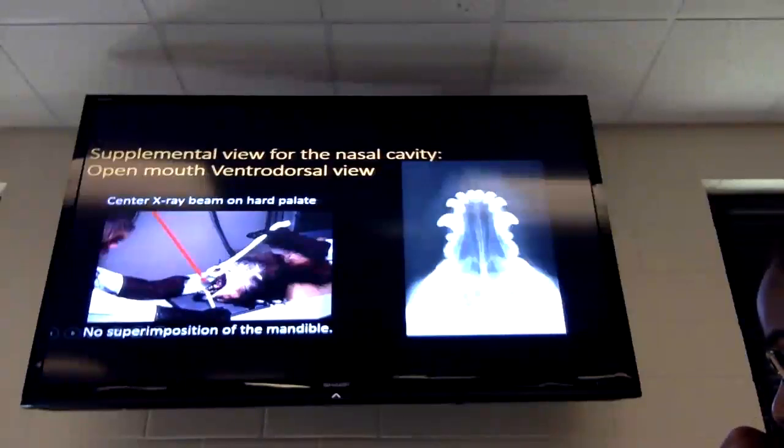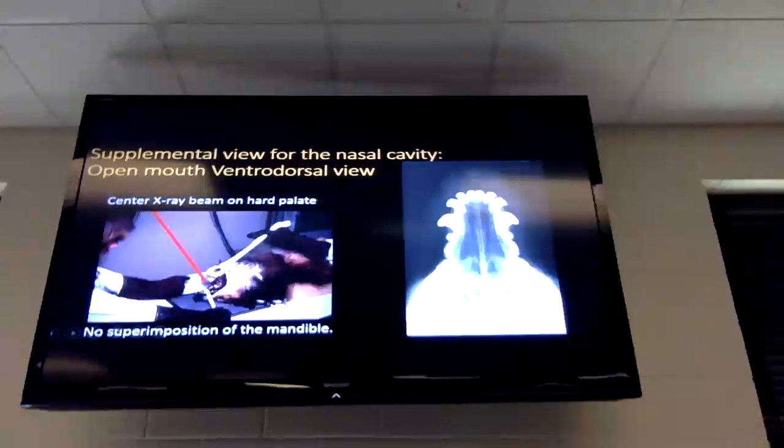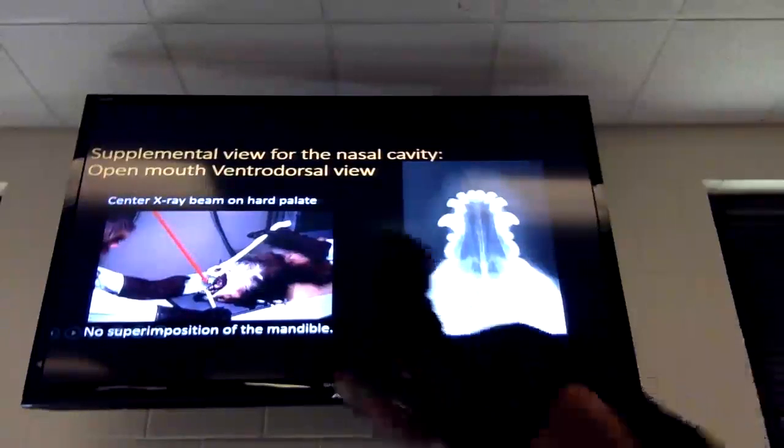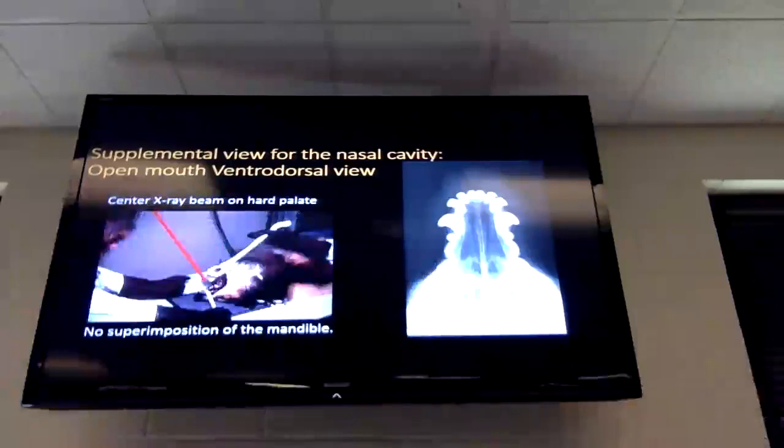The mandible, we pull it out of the way by using this gauze, and see how the operator is using and wearing the lead gloves as well. And this is the direction of the X-ray beam. So you can actually tilt the X-ray tube. Your direction should be towards the hard palate. Okay? And then this is what you get.